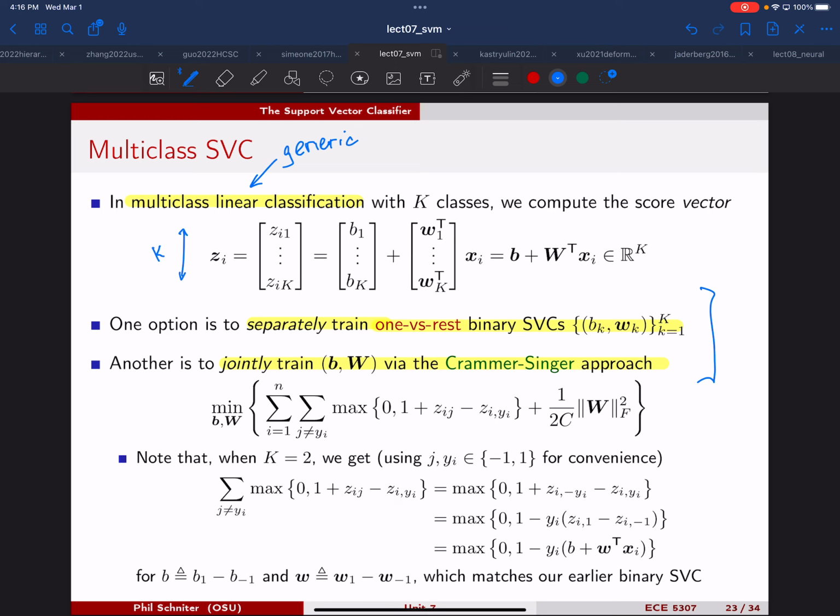Yes? Sorry, actually, is there a typo on your slide? Is that supposed to be z_i equals b plus W transpose x, or z?